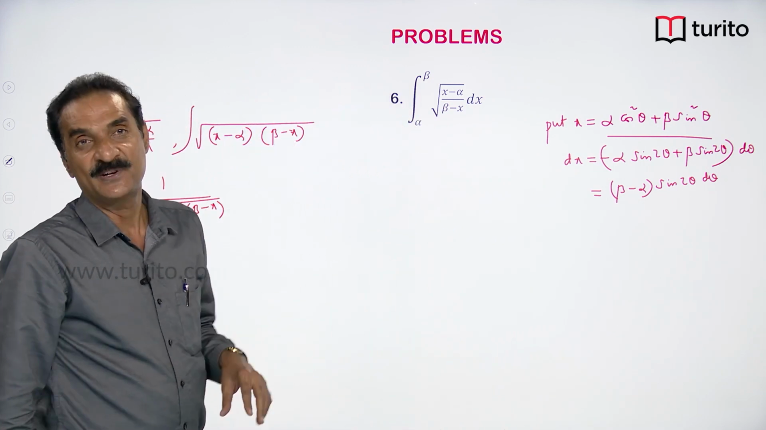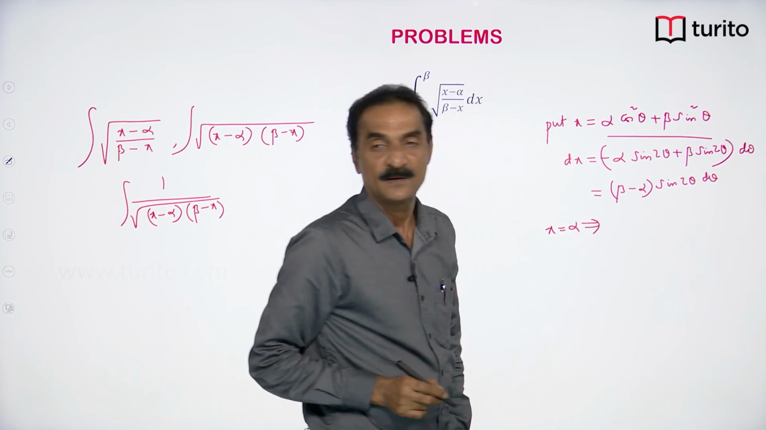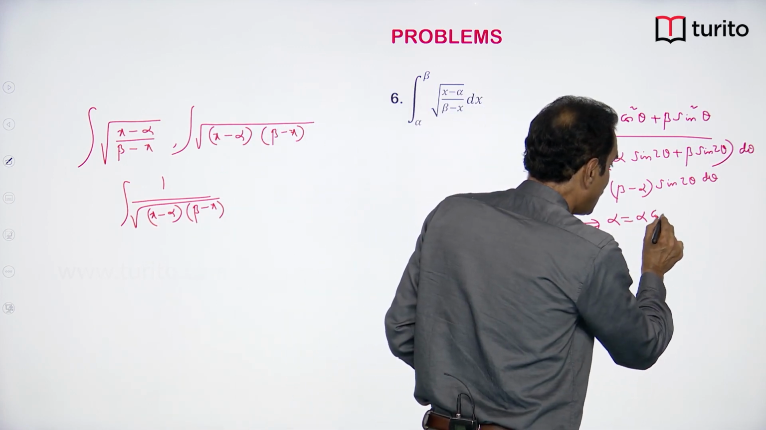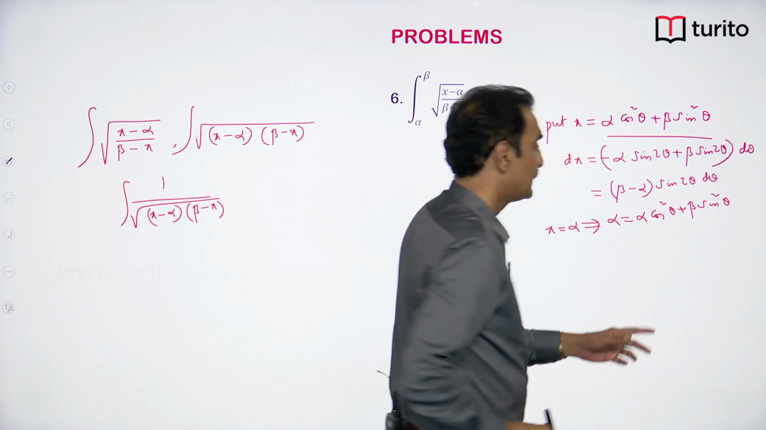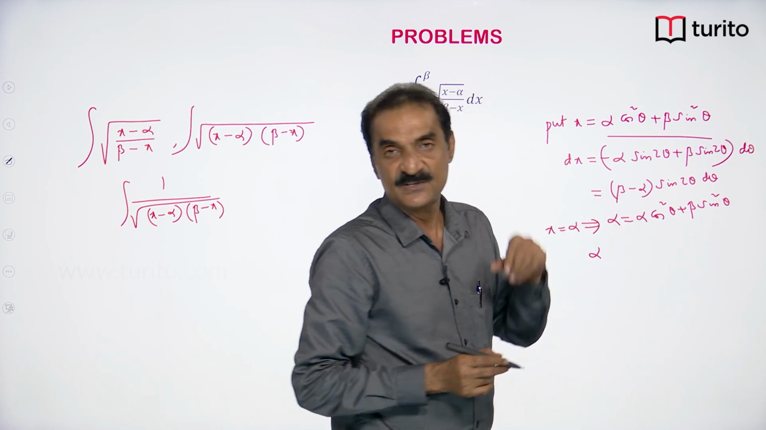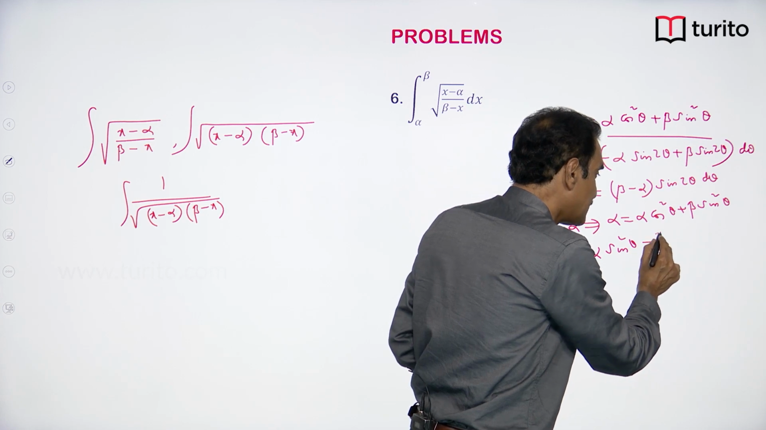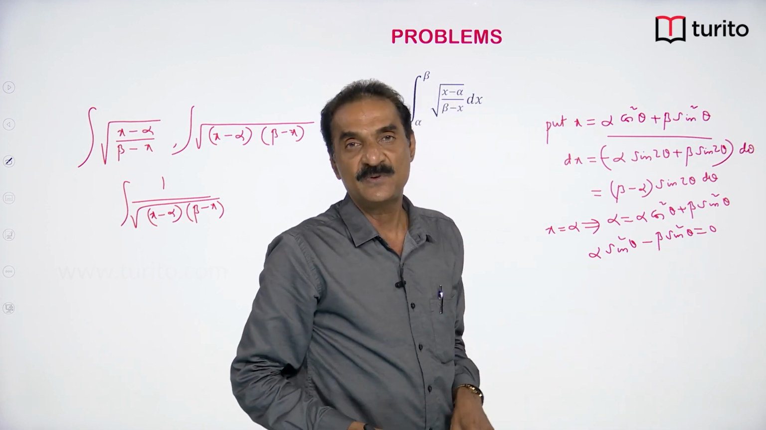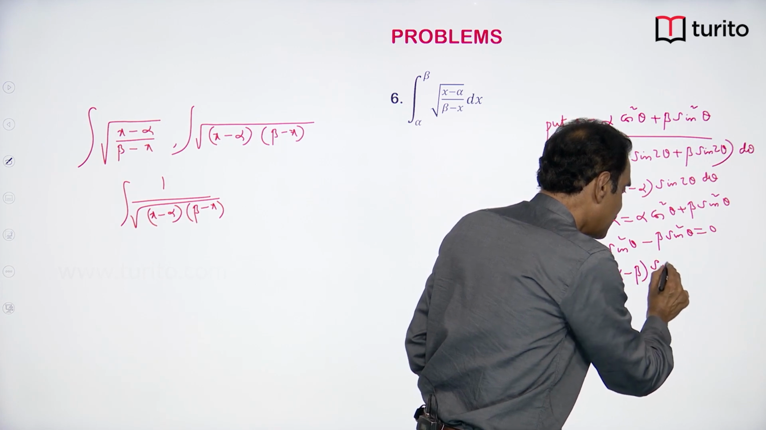Now we have to calculate new limits. If x is equal to alpha, then alpha is equal to alpha cos square theta plus beta sin square theta. Take all the terms to left hand side, you will get alpha into 1 minus cos square theta, that is sin square theta, minus beta sin square theta is equal to 0. Taking sin square theta common, alpha minus beta into sin square theta is equal to 0.